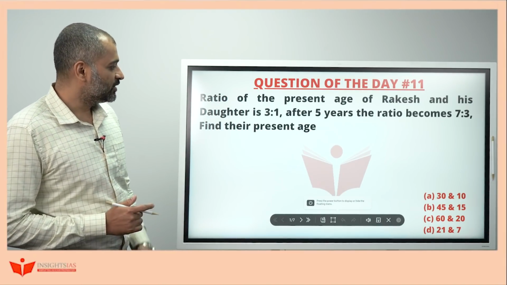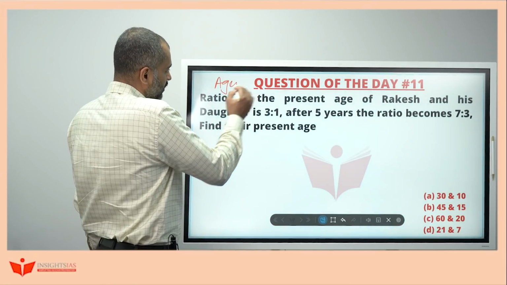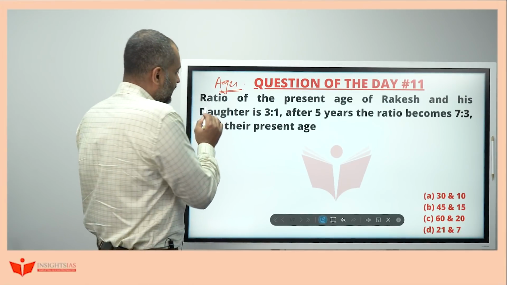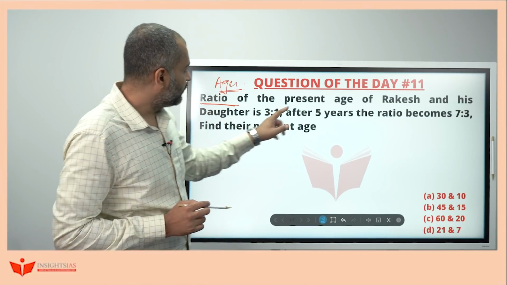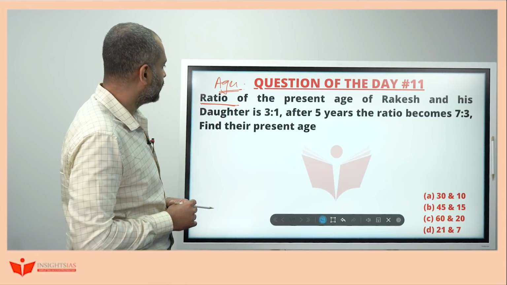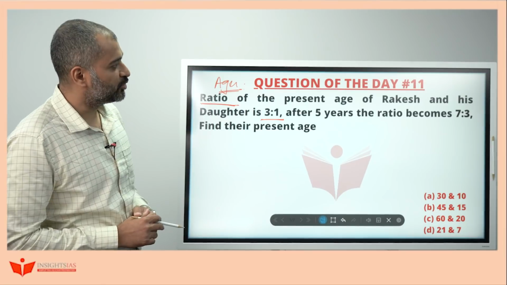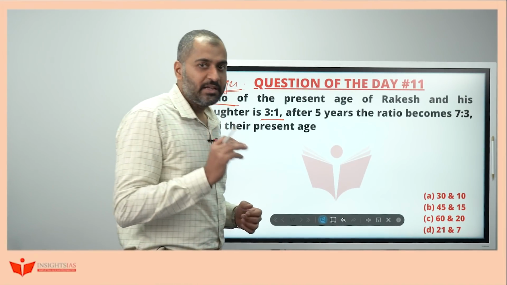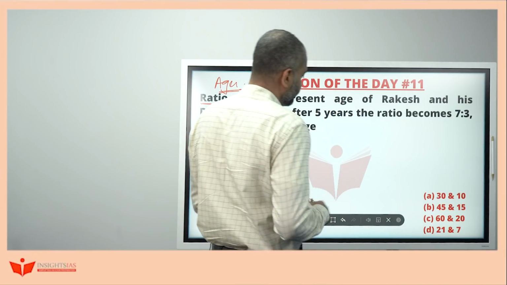Today I have taken a question from ages. Even though the topic is ages, the concept here is ratios. The ratio of the present ages of Rakesh and his daughter is 3:1. After 5 years, the ratio becomes 7:3. Find their present ages. In age-based questions, always keep two things in mind.